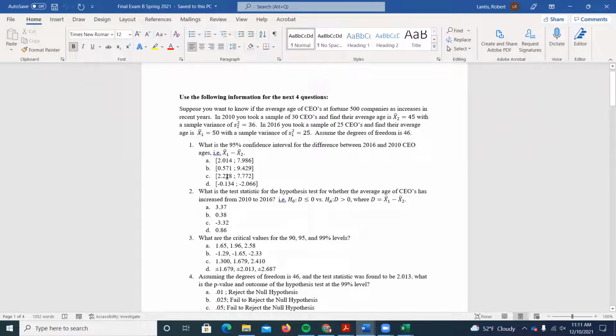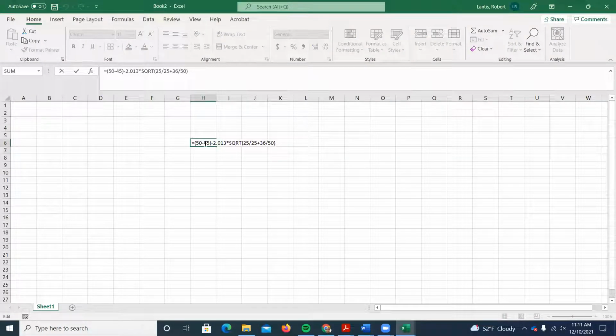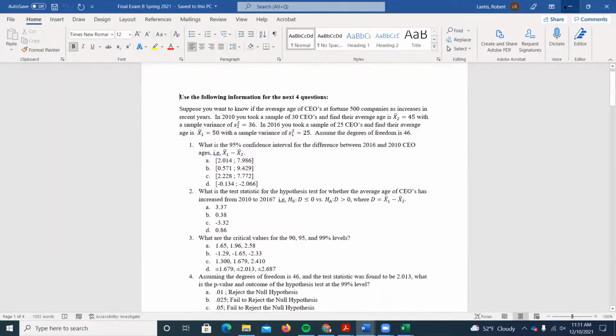So I think I probably rounded a little bit. So about 2.2. I'm getting, that doesn't look right. Give me one second. Did I enter something in here? 36 over 50, 25 over 25, 2.013. So about 2.3. Well, I guess that's good.